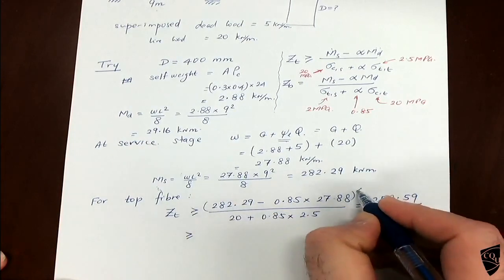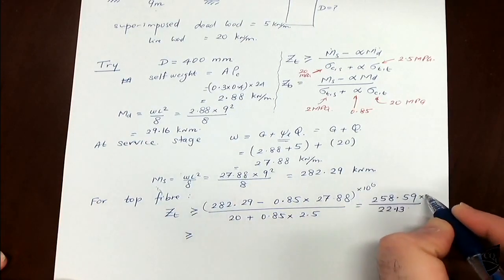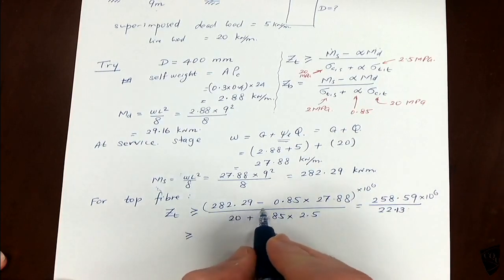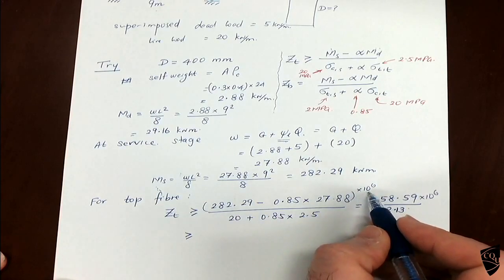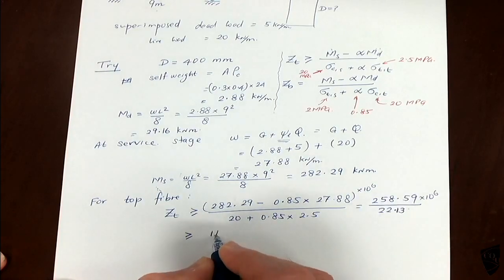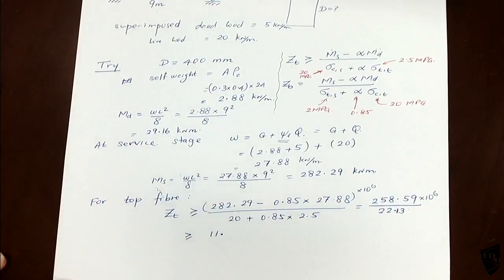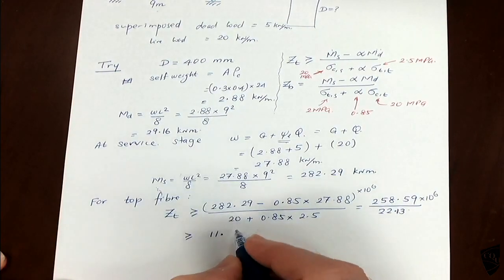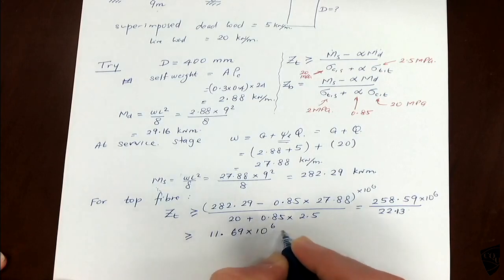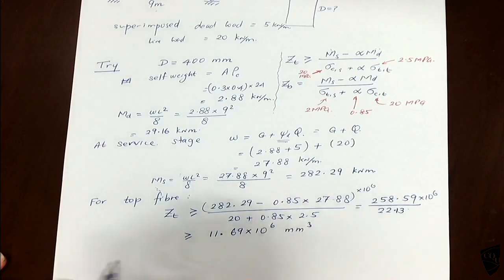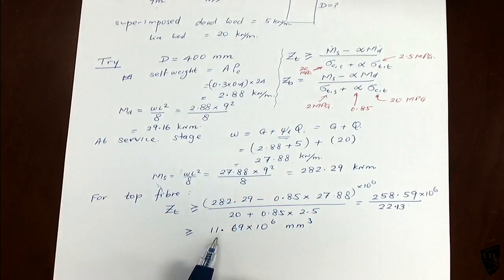So 10 to the power 6 will be there because this is kilonewton meter. All are kilonewton meter, I change it to Newton millimeter. So you will get 11.69 times 10 to the power 6 millimeter cube. So my ZT should be larger than 11.69 times 10 to the power 6.